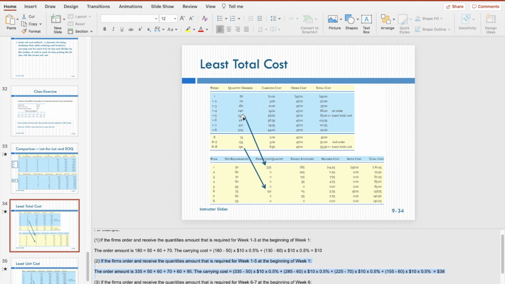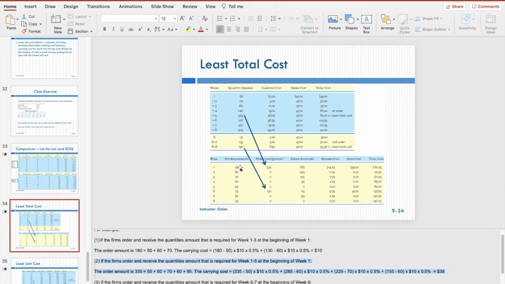The order amount is very easy to get, right? 1 through 5 would be 50 plus 60 plus 70 plus 60 plus 95, which is exactly what I show here. The order amount is 335, okay? But how to get $38 for carrying cost? Simple, right? Because let's say you already ordered the 335 at the beginning of week 1, and during week 1, you already sell this 50 amount.